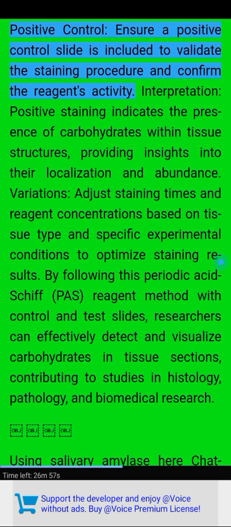Notes. Positive control. Ensure a positive control slide is included to validate the staining procedure and confirm the reagent's activity. Interpretation. Positive staining indicates the presence of carbohydrates within tissue structures, providing insights into their localization and abundance. Variations. Adjust staining times and reagent concentrations based on tissue type and specific experimental conditions to optimize staining results.